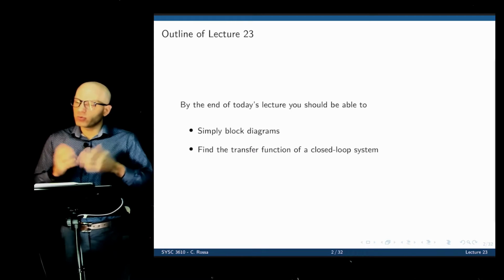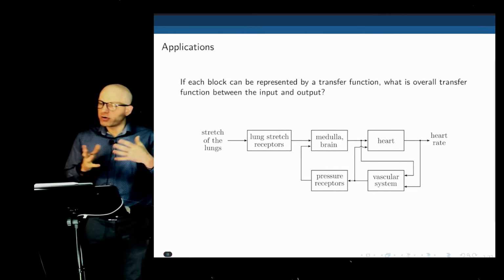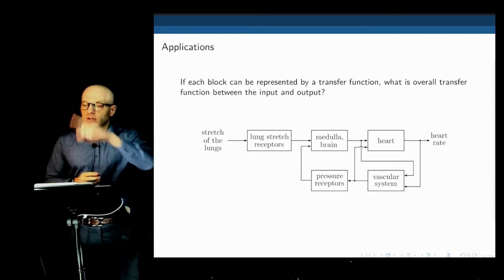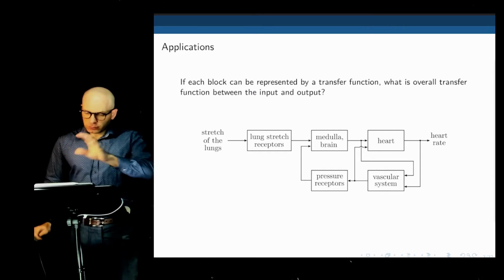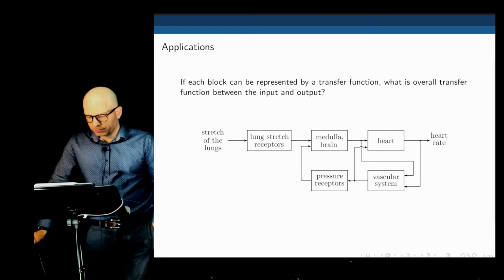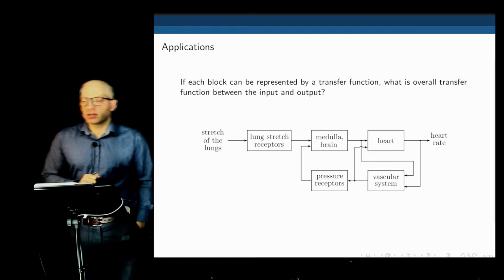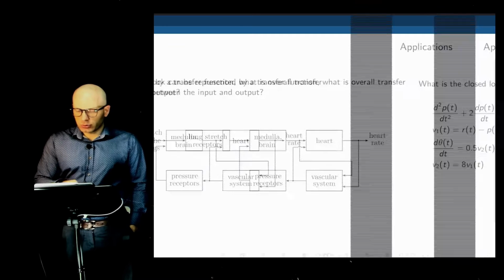Given a block diagram, what is the overall transfer function? We actually did that for some very simple block diagrams where we simply had one feedback loop. The task there is relatively simple, but what if we get something like this, where we have multiple block diagrams interconnected? They represent a system. In this case, here is the system that regulates the heart rate. And if each of these blocks is a transfer function, what is the overall transfer function of the system?